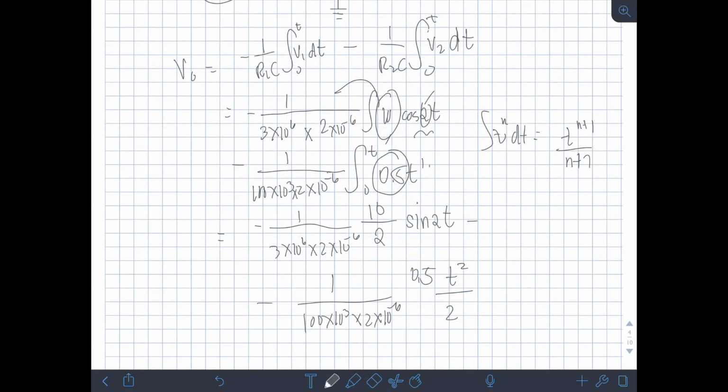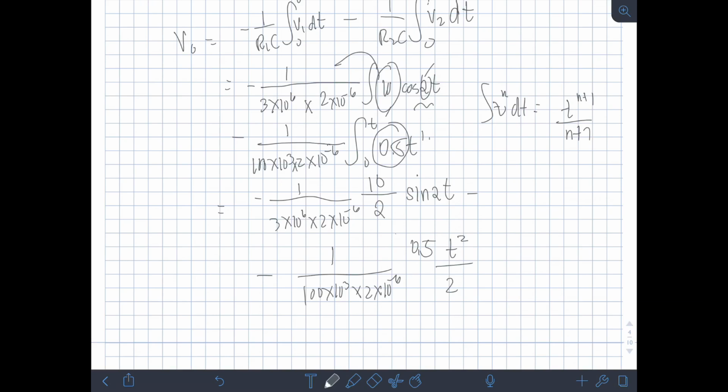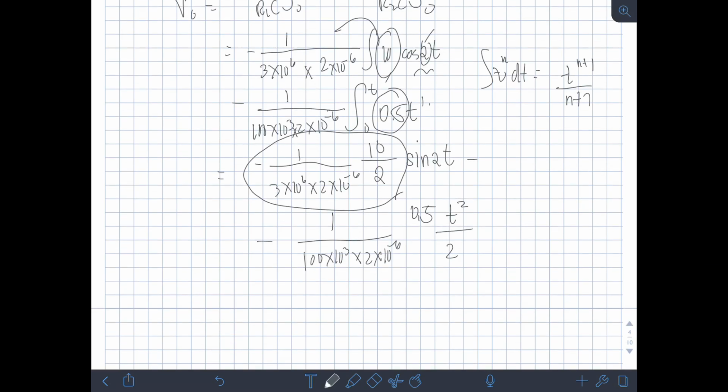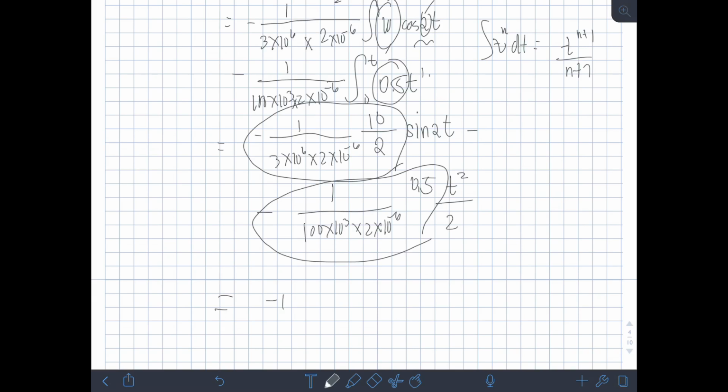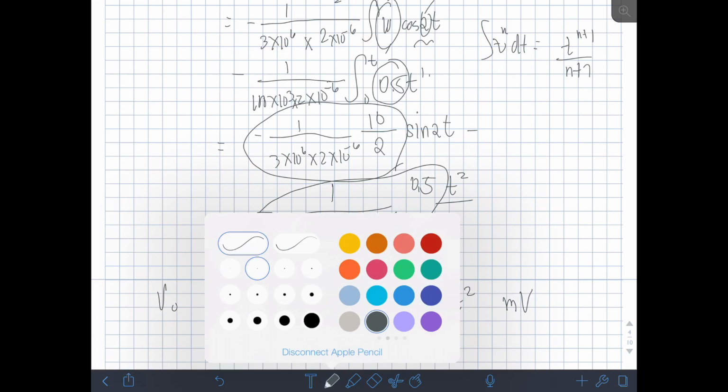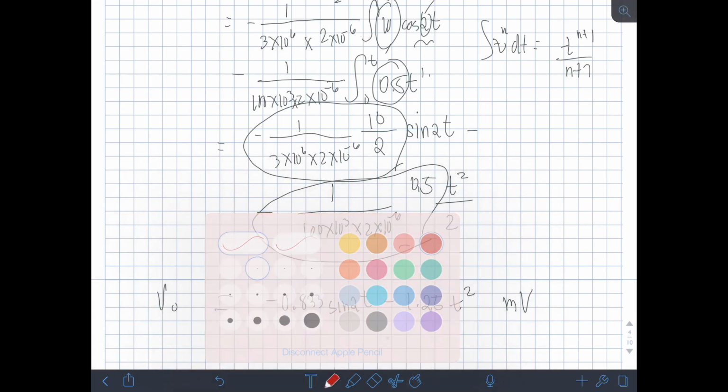Okay? So, using calculator, masasolve natin tong mga constant na to as, so itong unang constant ay equal yan saan? Negative 0.833 sine 2t. And then, itong pangalawang constant, equal yan saan? Negative 1.25t squared. So, the unit is millivolt. So, therefore, this is the output of the summing integrator. Okay?